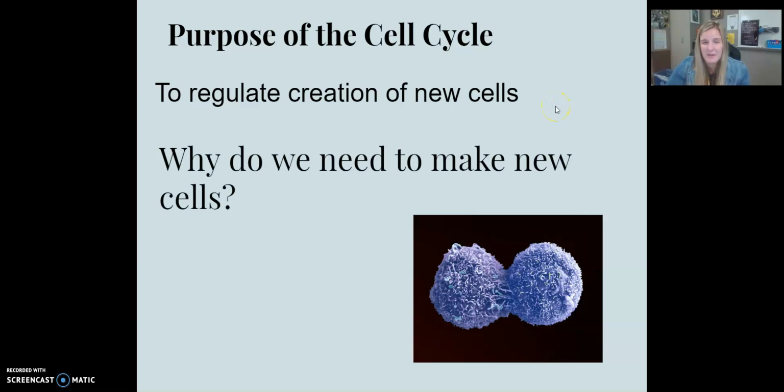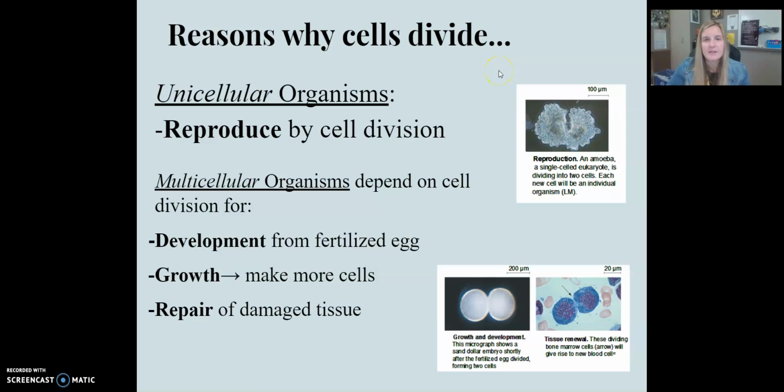And so the division needs to be regulated for those new cells to be created properly. But why do we need to make new cells? There's a lot of reasons why cells need to divide. For unicellular organisms, they reproduce by cell division. So when they divide their cells, they're creating a new organism that is not part of themselves. But for multicellular organisms, we depend on cell division for a variety of things, like development from a fertilized egg. You are much more cells now than you were when you were a fertilized egg in your mother's womb. And so from fertilization, you then developed and reproduced those cells to make new cells by dividing.